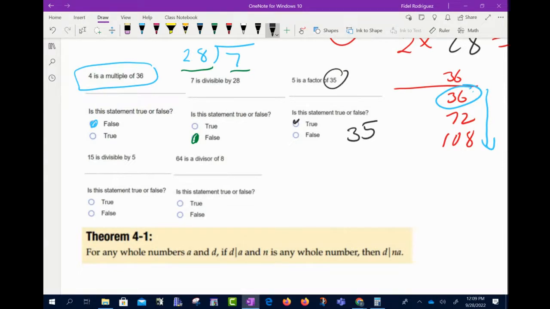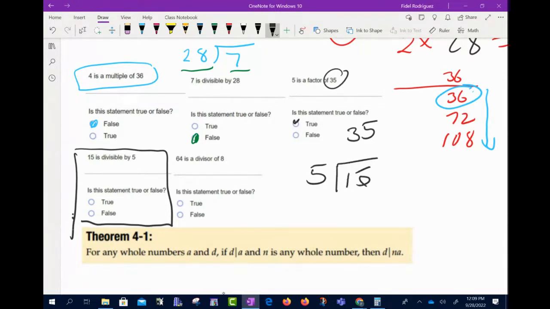Okay, same thing here with the next one. 15 is divisible by 5. So again, I would do the same thing here. Remember what that means. Does 5 go into 15 nice and neat? Yeah, it does, right? It goes in 3 times. So again here, y'all, I'm going to say that's true.